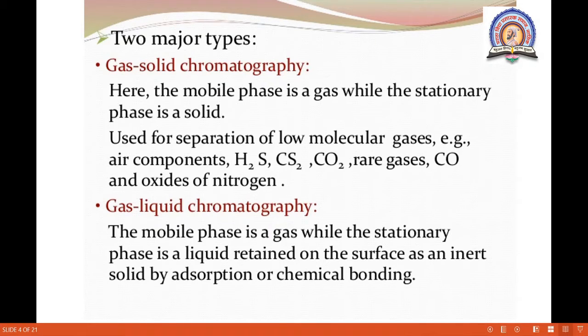Then the next is gas liquid chromatography. Similarly, the mobile phase is gas while the stationary phase is liquid, retained on the surface of an inert solid by adsorption or chemical bonding. Means that the stationary phase is liquid, and it is retained on the surface of an inert solid by adsorption or chemical bonding. Okay, so this is nothing but gas liquid chromatography. So you have to remember these two major types of gas chromatography.